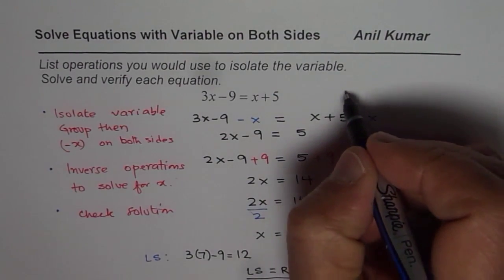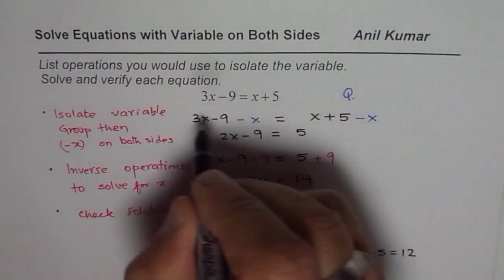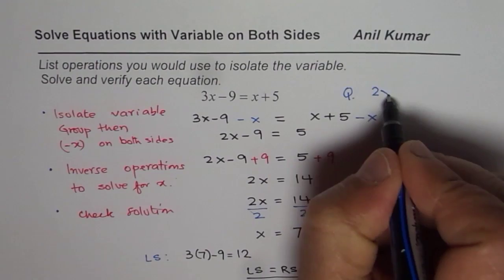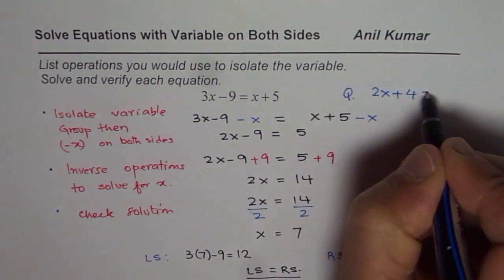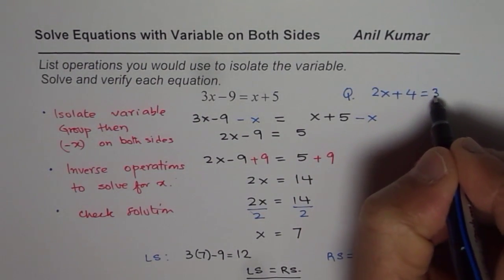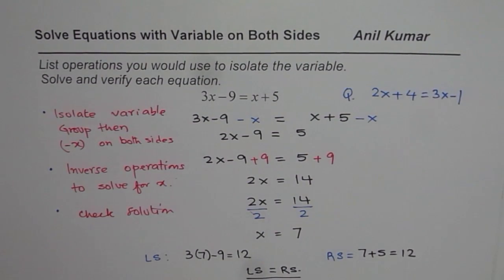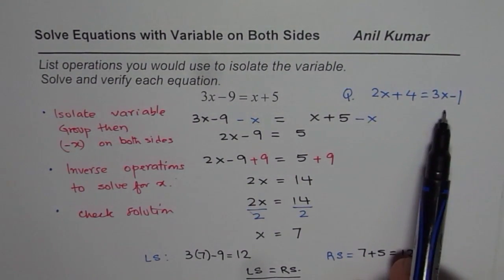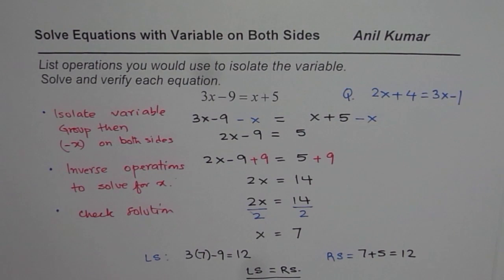Now here is a question for you to practice. We'll just change the equation a bit. Let us say 2x plus 4 equals 3x minus 1. So practice by solving this equation. Thank you and all the best.